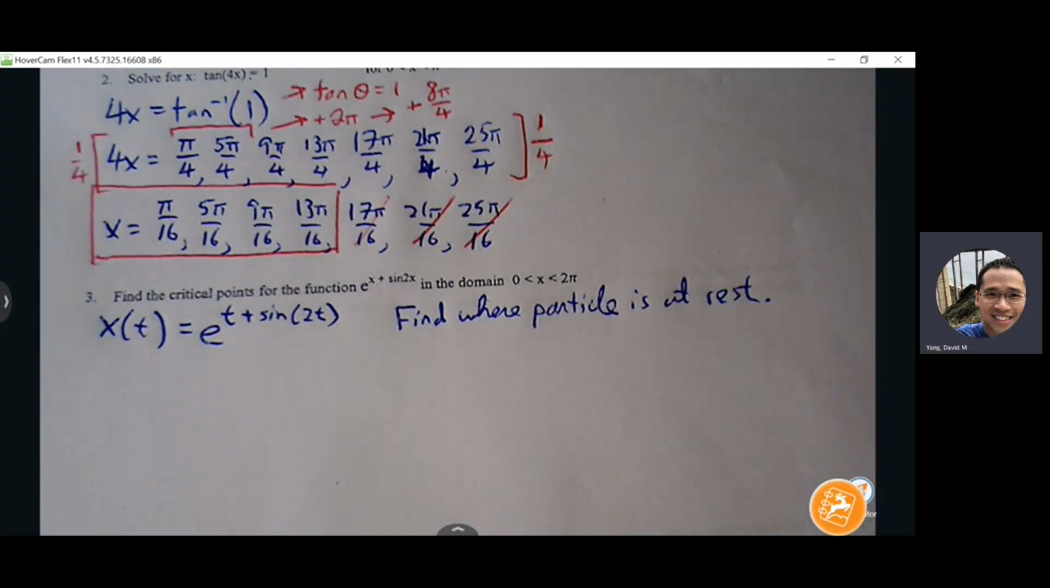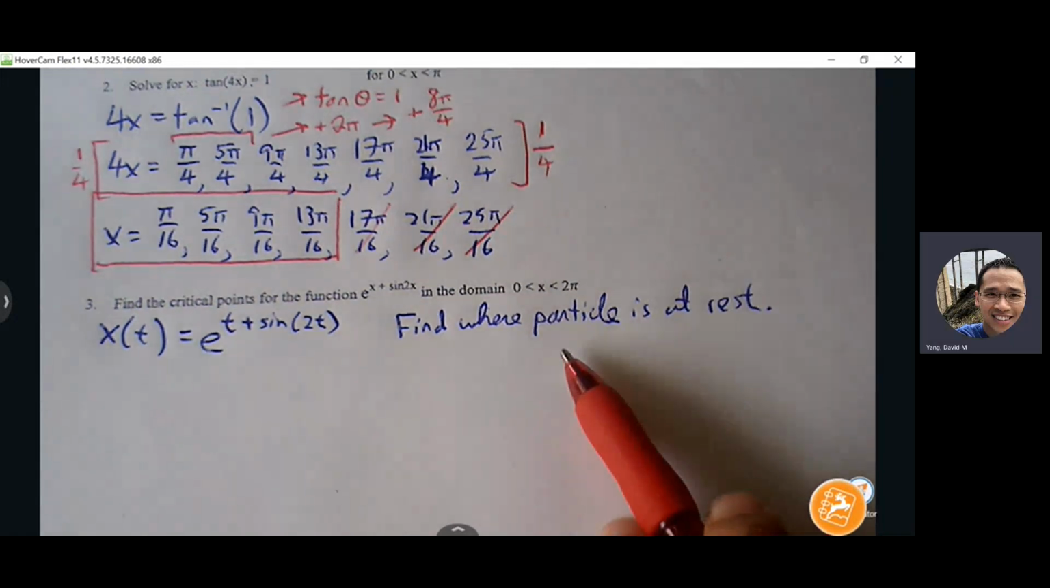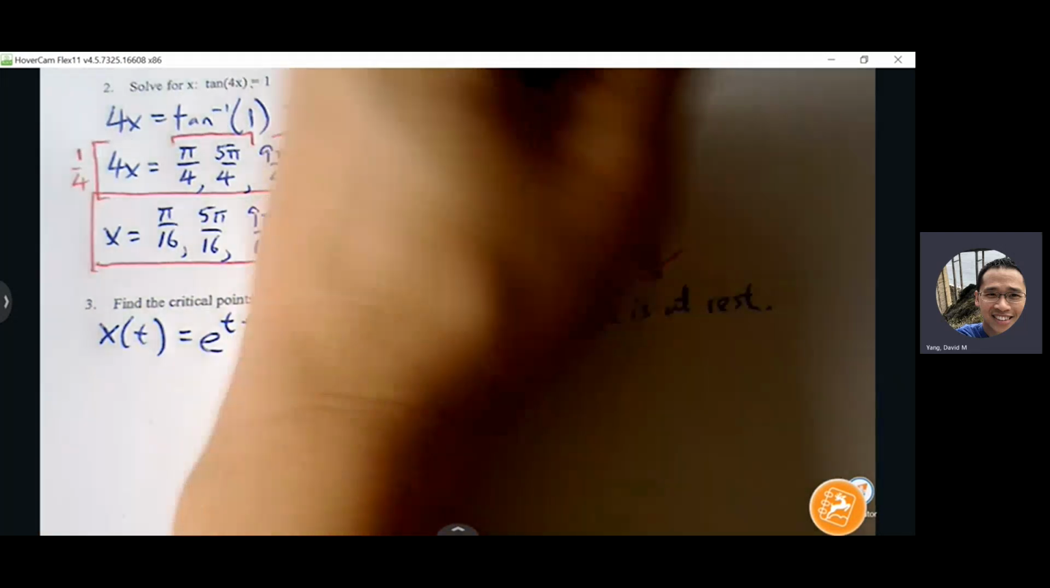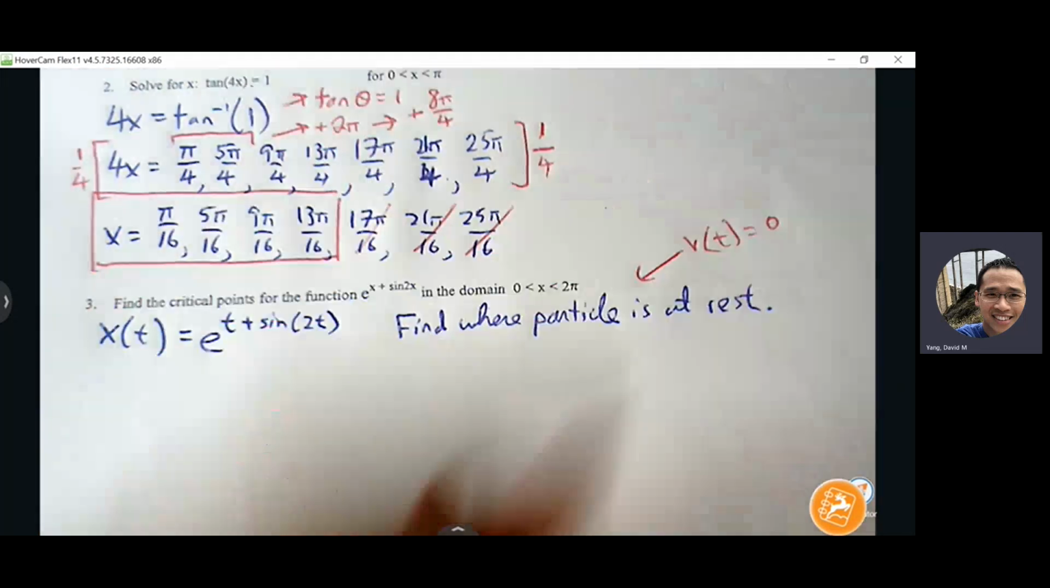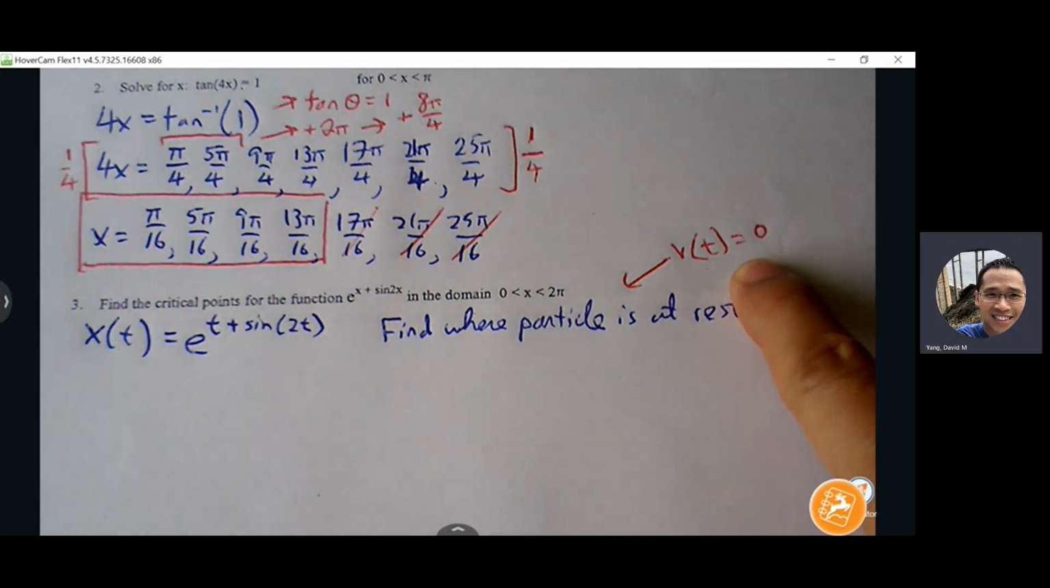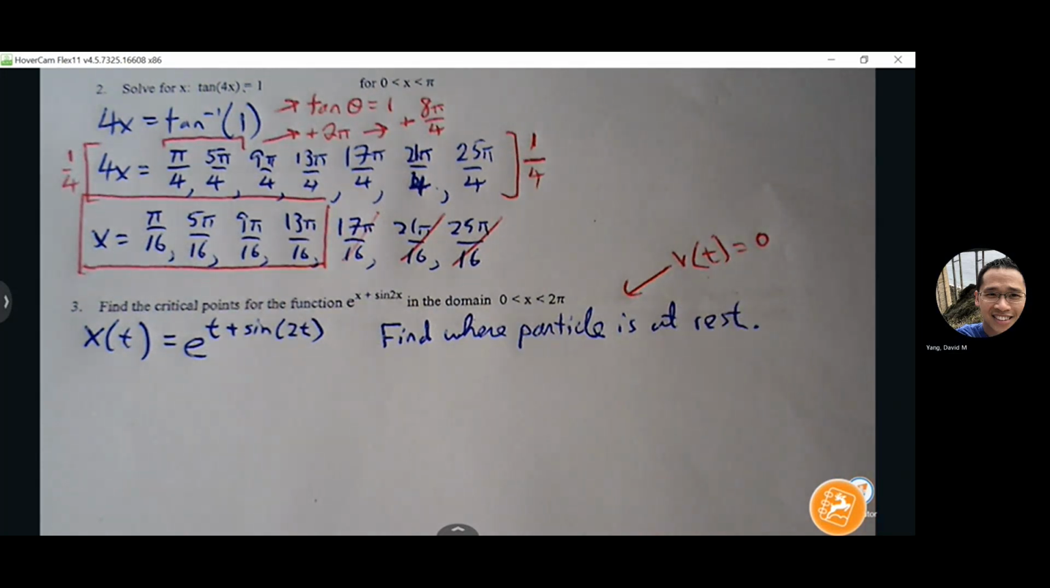So what's the strategy then? If this is a position function, then by asking for where the particle is at rest, what would you do first? Find the velocity, which is the derivative. And then once you find the velocity, then you do what? You set it equal to zero. Good. So that's the strategy there. We set velocity equal to zero. And if I went a little further and said, find intervals where the particle is moving left or moving right, then you would do what after this? You would create a what? Right, a velocity sign line. Put your critical points there, test your intervals. Positive interval will be moving right. Negative interval will be moving left.